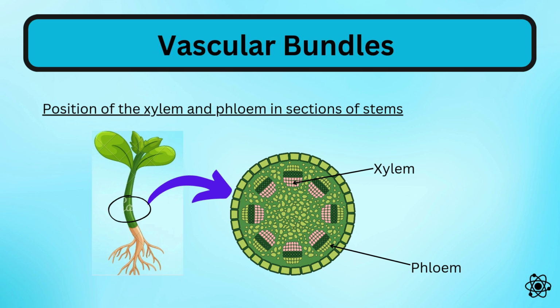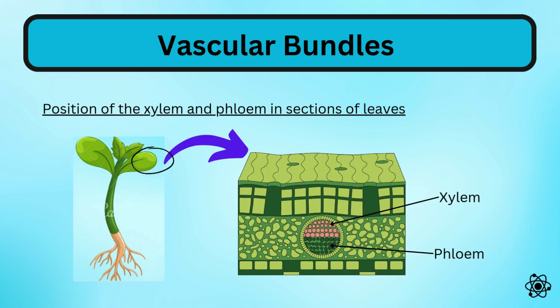In this diagram, the inner pink areas are the xylem tissue and the outer green part of the oval shape are the phloem tissues. Now, let's learn where the xylem and phloem tissues are located in the cross-section of a leaf. In the diagram, the upper pink area is the xylem and the lower green area is the phloem.